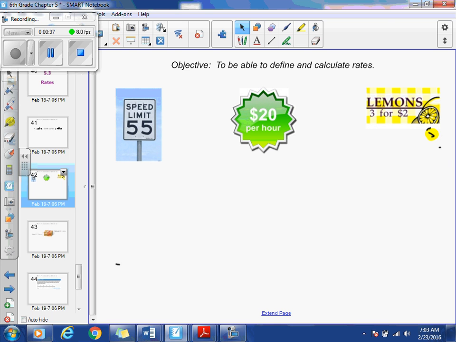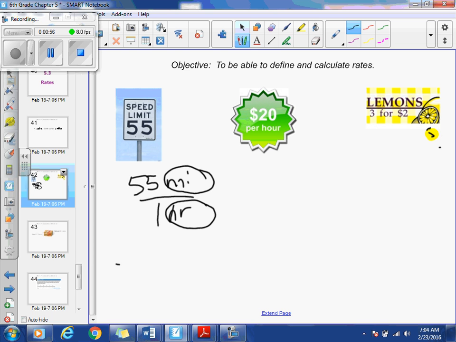The speed limit is 55 miles per hour. That would be considered a ratio because it's saying that every hour you can go 55 miles. It's not necessarily saying you just go for 1 hour and you only go 55 miles, but 55 miles in every hour that you go. The reason that this is also a rate is because our units are measuring different things. This unit is measuring distance and this unit is measuring time. So a ratio is also a rate if its units measure different things.